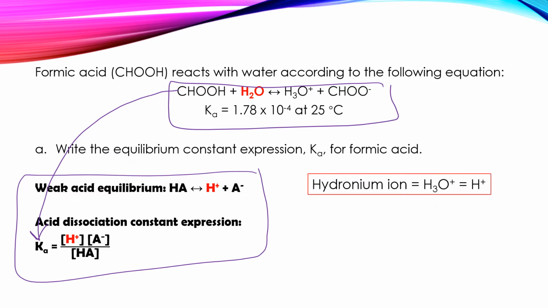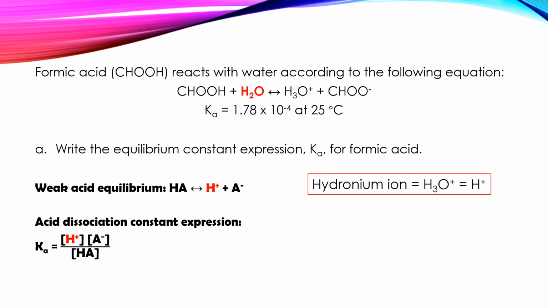In order to do this, though, I have to understand that the H3O plus that is given to me in this problem up here in the chemical reaction is the same thing as the H plus that is given in the Ka equation. They're just a different way to write the exact same thing. So now all I have to do is basically plug and chug and match the things from the equation I'm given to the equation on my formula sheet.